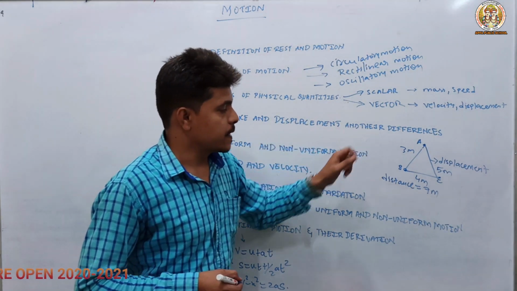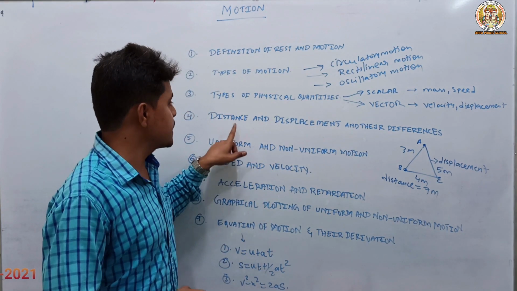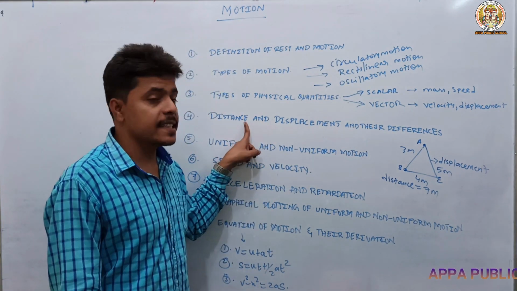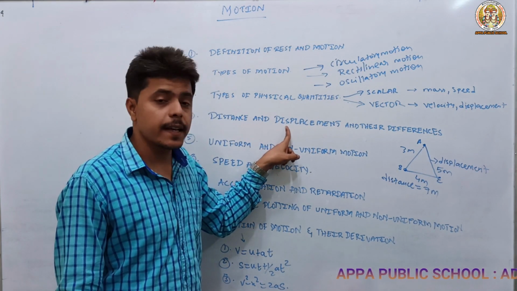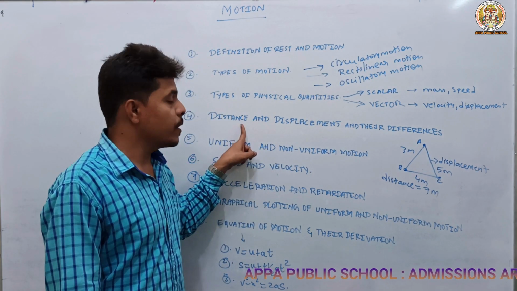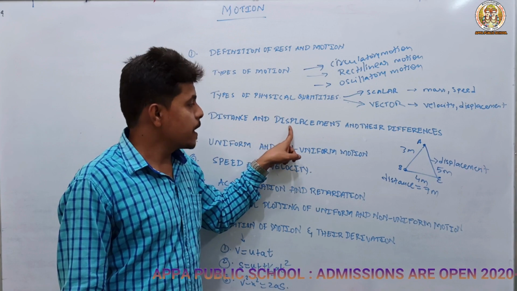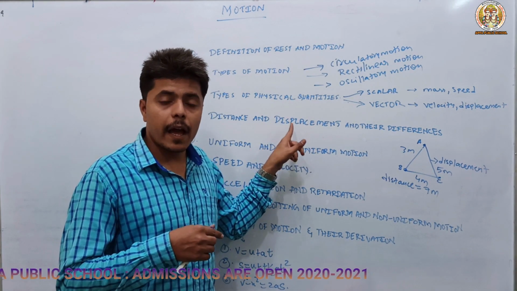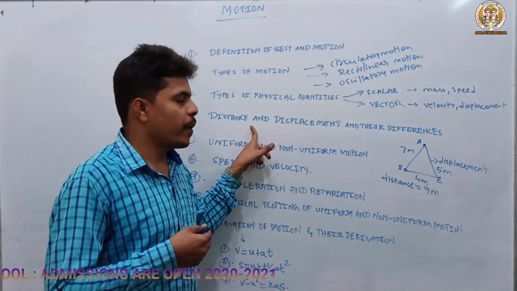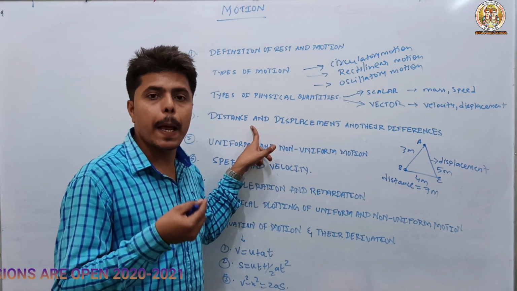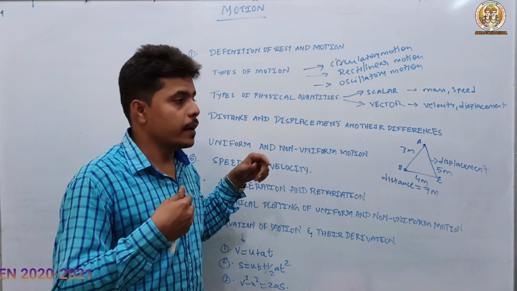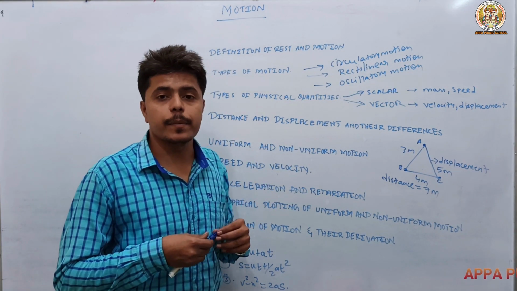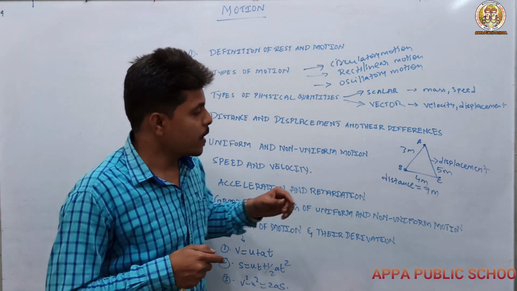What are the differences between distance and displacement? Distance is a scalar quantity and displacement is a vector quantity. The SI unit for both is meter. Displacement has both magnitude and direction, whereas distance has only magnitude.